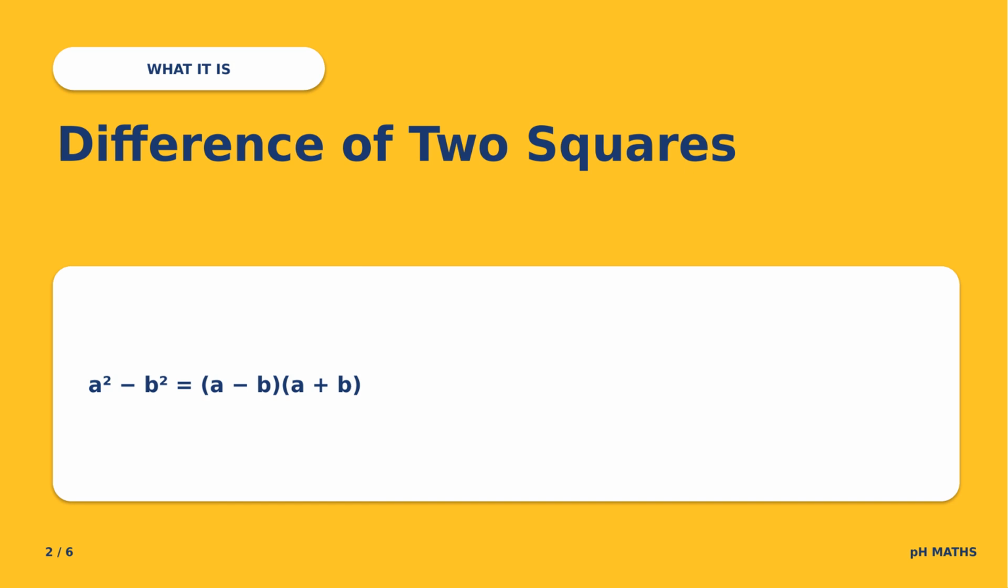Definition: a squared minus b squared factorises to (a minus b) times (a plus b). That's the entire rule. Two squared terms subtracted become two brackets. One with minus, one with plus, same two letters in each. Symbol pattern that, once you've memorized it, you will see everywhere.